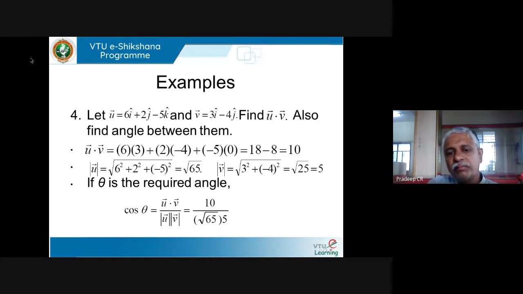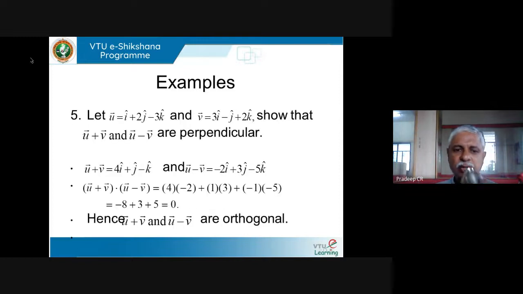Okay, let's continue. I won't keep showing pictures for every problem, but for some which I feel are illustrative, I will definitely show. Now, the next problem is, given two vectors u and v, show that u plus v and u minus v are perpendicular, which means orthogonal. It's very straightforward. I have to find u plus v. Given u and given v, we know how to do it: you add the coefficients of i, the coefficients of j, and the coefficients of k.